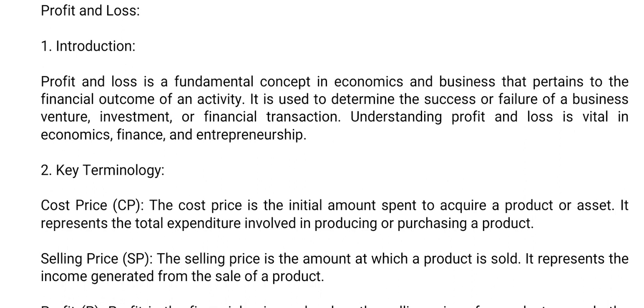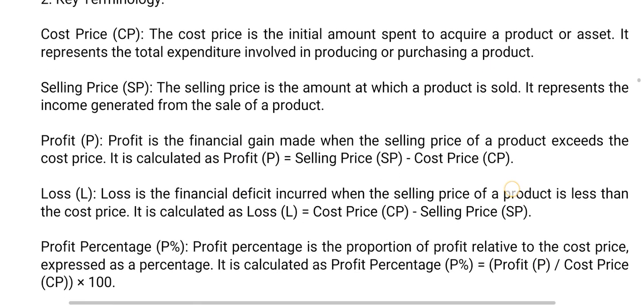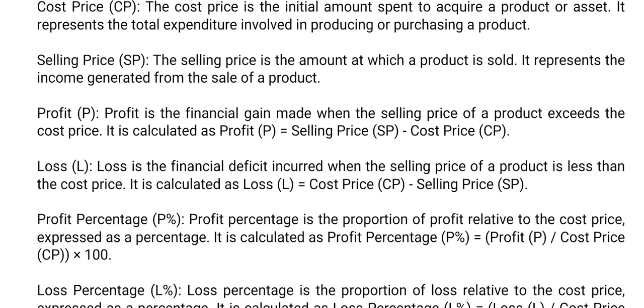Key terminology: cost price. The cost price is the initial amount spent to acquire a product or asset. It represents the total expenditure involved in producing or purchasing a product. Then selling price. The selling price is the amount at which a product is sold. It represents the income generated from the sale of a product.